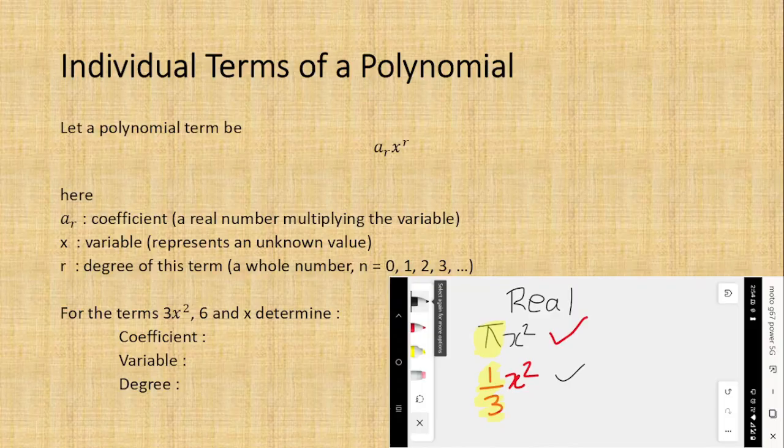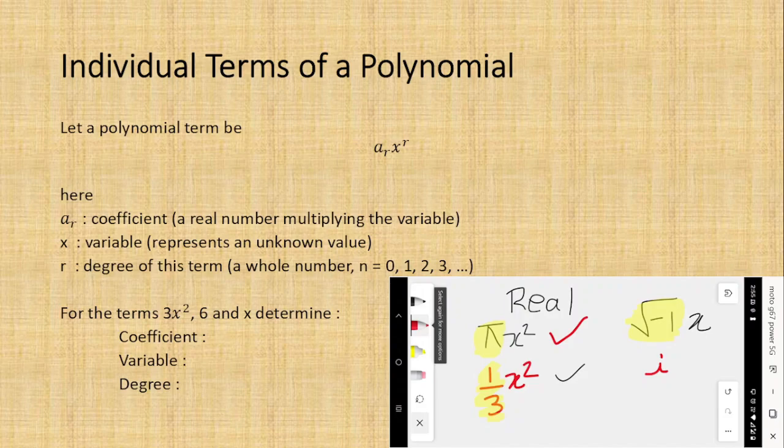Now let's talk about another example. Suppose we have something like under the root of minus 1 times x. Is this valid? No, this is not valid. Why is it not valid? Because minus 1 under the root is not a real number. This is also known as iota, and iota is a complex number. That's why this is not going to be a valid term. I hope you've understood the meaning of the coefficients being real.